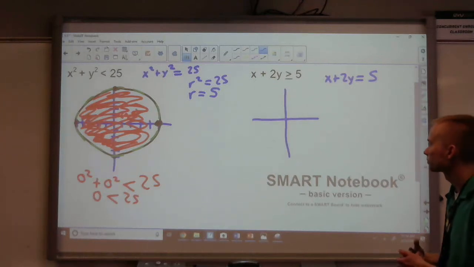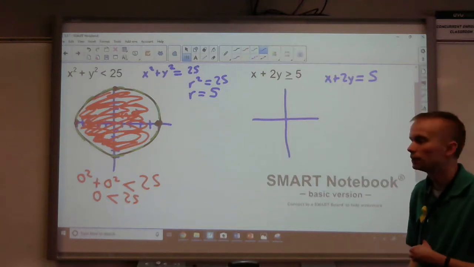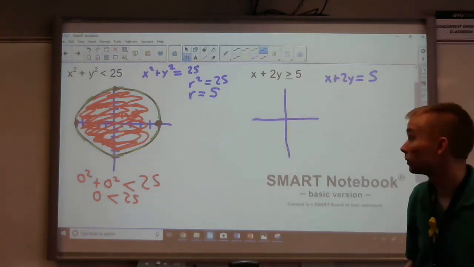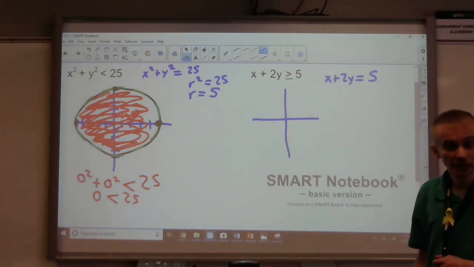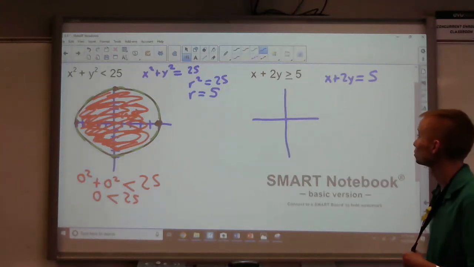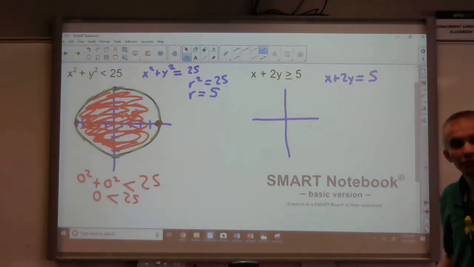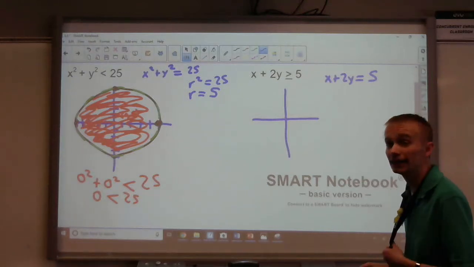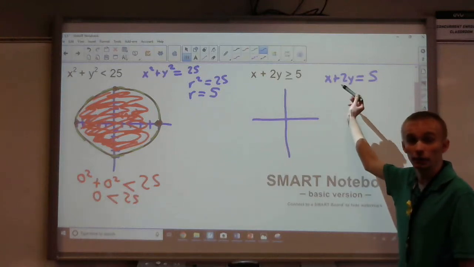And so to graph this, I want to think about what this is going to look like. Well, there's not an x squared and a y squared in the equation. There's just an x and a y. So this is going to be a straight line. And how I can figure out how to graph it is if I get it in y-intercept form, right? I want it into y equals mx plus b. So let's get the y alone here.